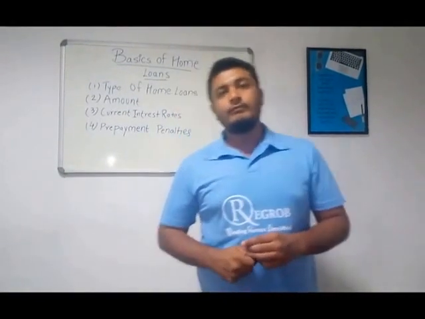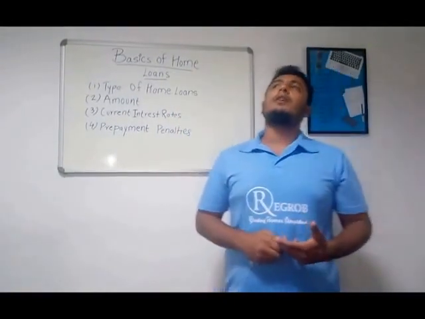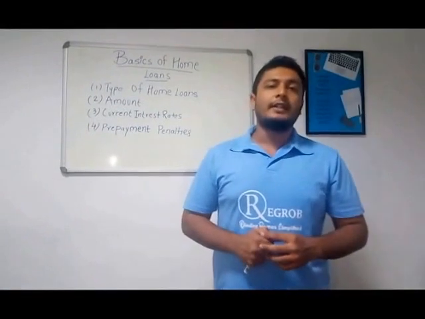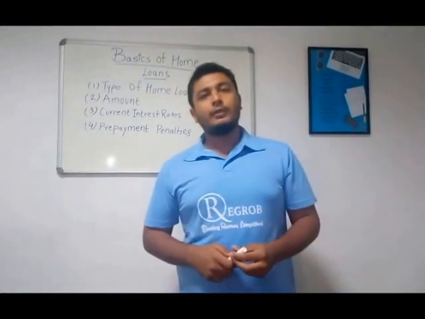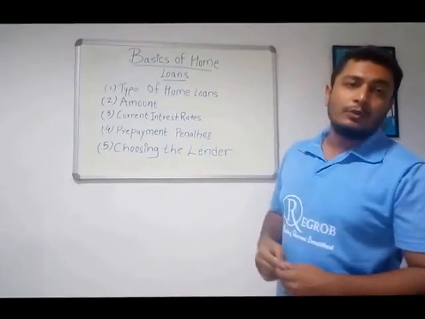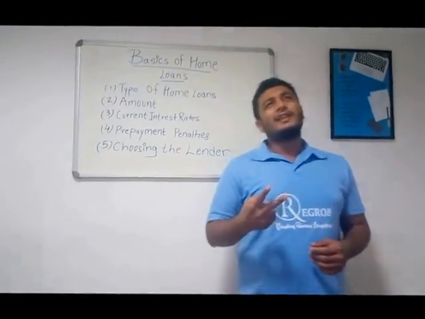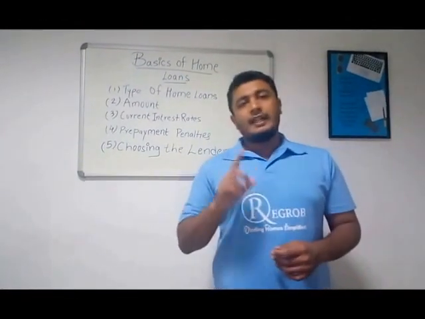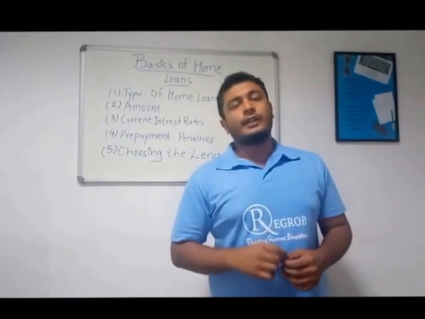Now, before you go further, the first thing that would come into your mind is what are the types of home loans that you would like to opt for. And hence, that brings us to our first point, type of home loans. There are two basic types of home loans. First is fixed rate, second is floating rate.